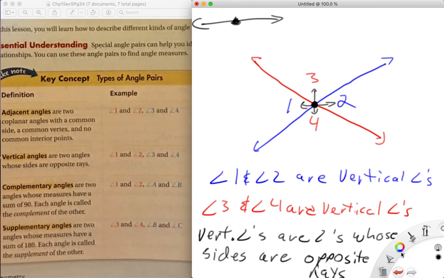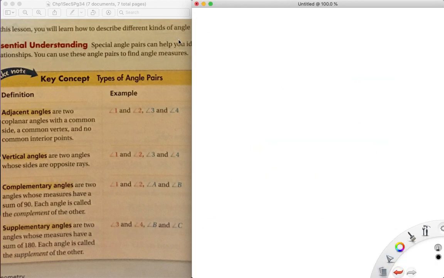Complementary angles and supplementary angles. Complementary angles are angles that sum to 90 degrees.